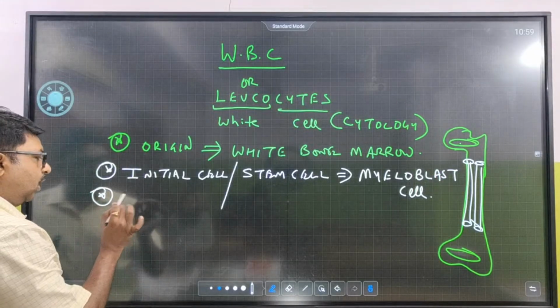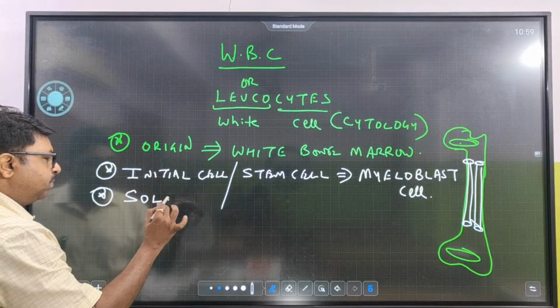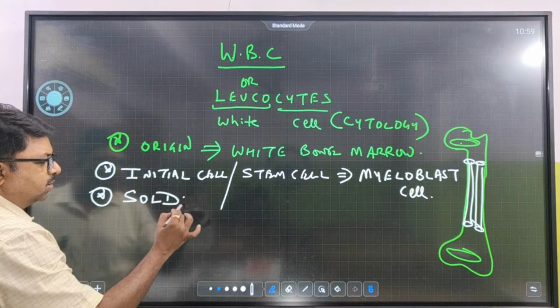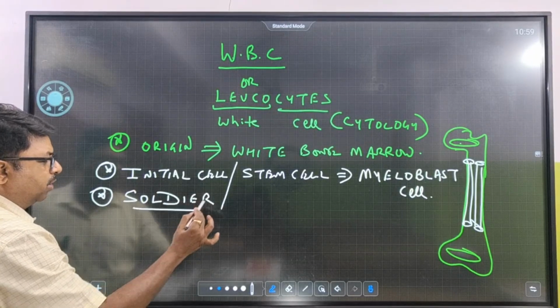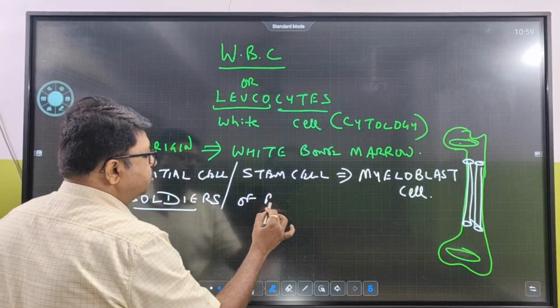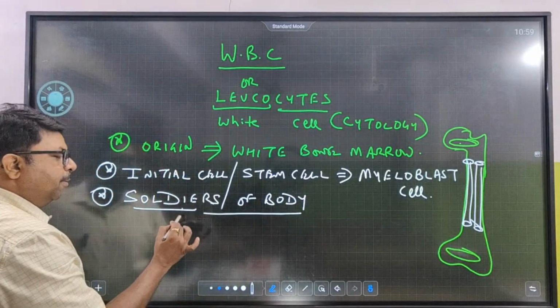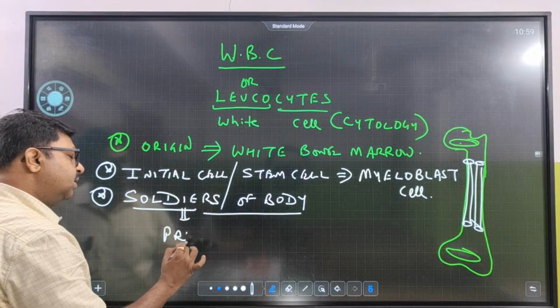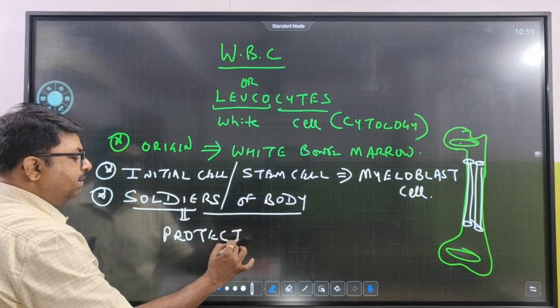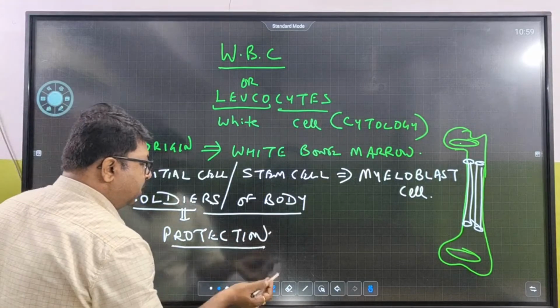Now, when we talk about WBC, they act as soldiers of the body. That means they help in protection. Their main function is protection in the body.